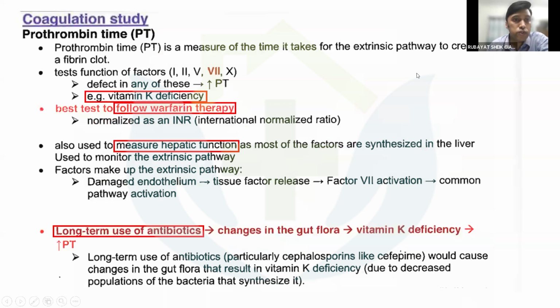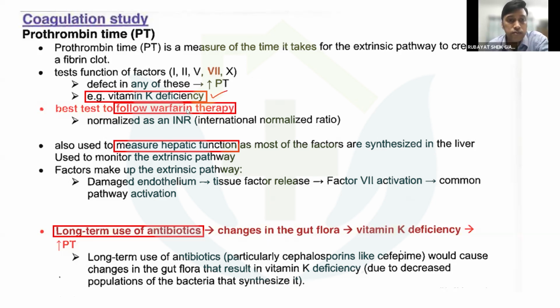As I told you, prothrombin time is a measure of the function of the extrinsic pathway. The factors involved in the extrinsic pathway are 2, 5, 7, and 10, mainly 7. These are vitamin K dependent clotting factors. So deficiency of any of these factors, or deficiency of vitamin K, for example in liver disease, would increase the prothrombin time.